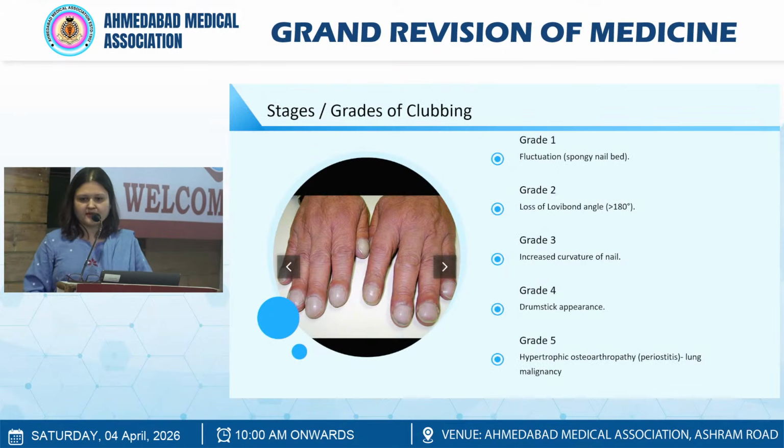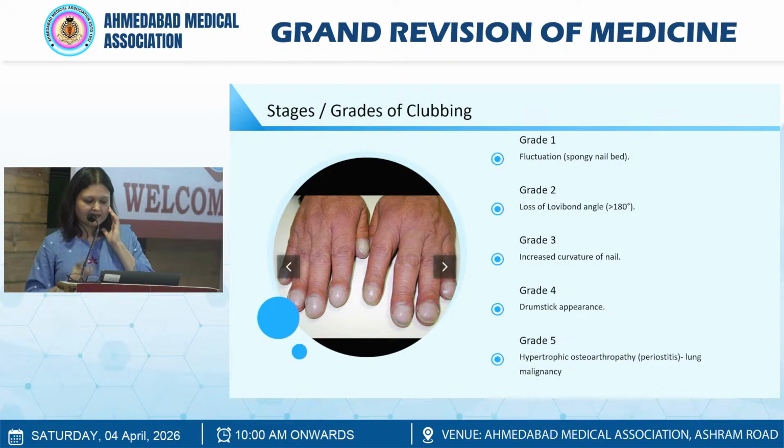Now how to grade the clubbing? A most commonly asked question in the exam. Stage 1 to 5. Stage 1 is fluctuation or spongy nail bed. So stage 1 clubbing, you have to palpate, it cannot be found by looking.